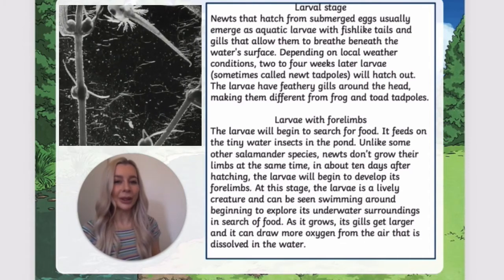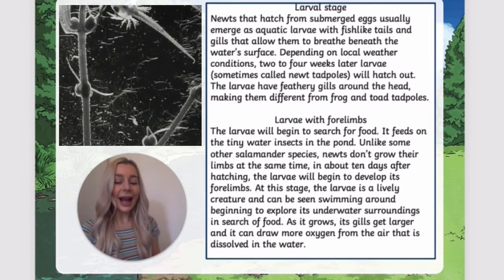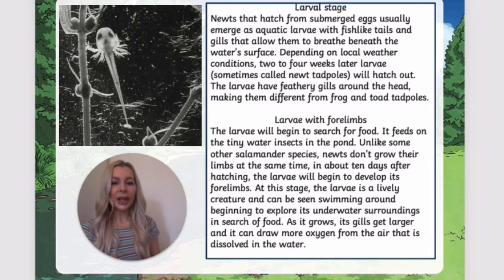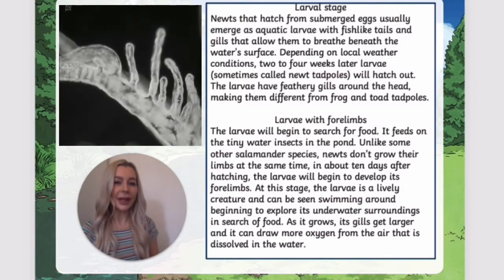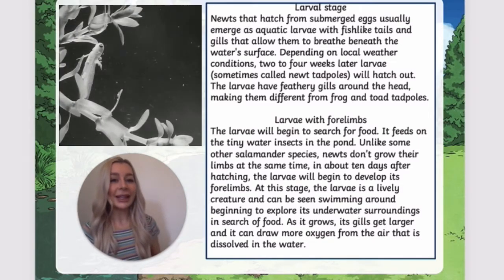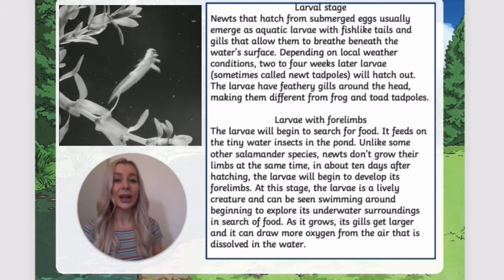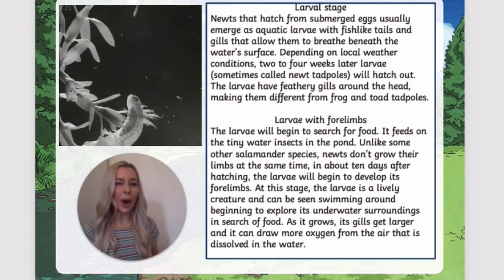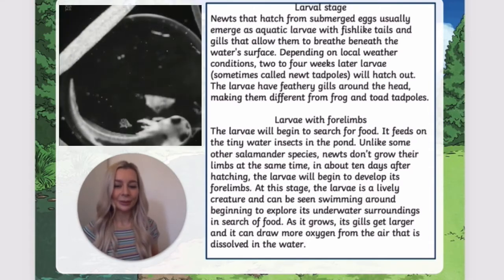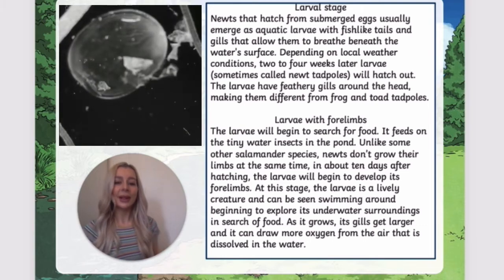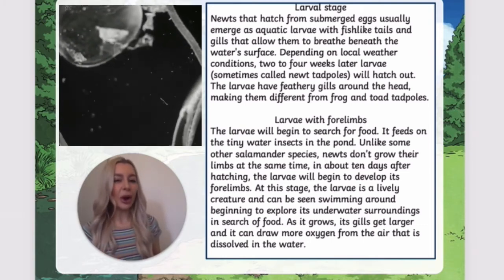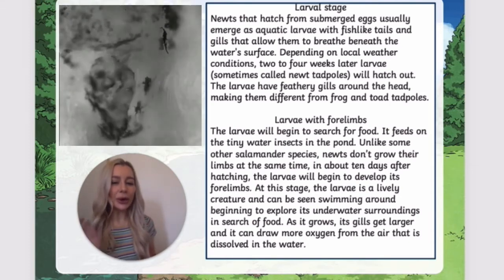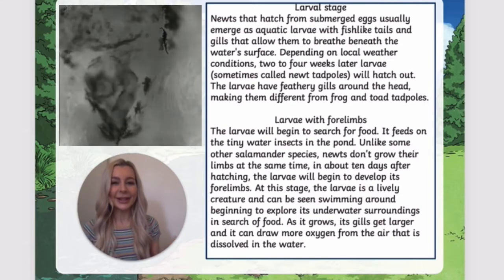My next bullet point: as it grows, its gills get larger. Can breathe beneath the water's surface. This is a really good opportunity for me to use a causal conjunction. Remember, causal conjunctions explain why or how something happens. So I'm going to use because or so to help put this sentence together.